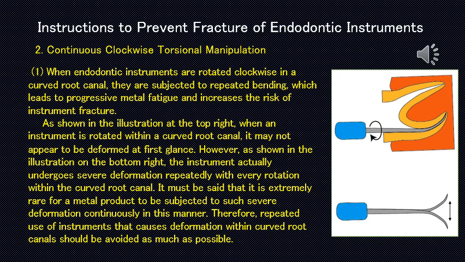2. Continuous clockwise torsional manipulation. 1. When endodontic instruments are rotated clockwise in a curved root canal, they are subjected to repeated bending, which leads to progressive metal fatigue and increases the risk of instrument fracture. As shown in the illustration at the top right, when an instrument is rotated within a curved root canal, it may not appear to be deformed at first glance. However, as shown in the illustration on the bottom right, the instrument actually undergoes severe deformation repeatedly with every rotation within the curved root canal.